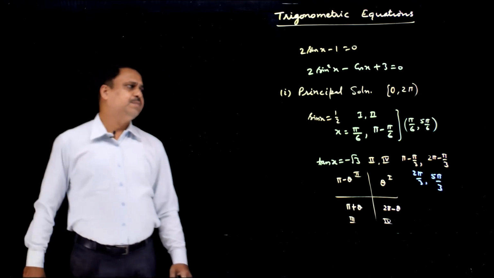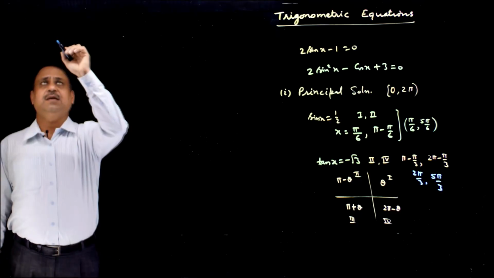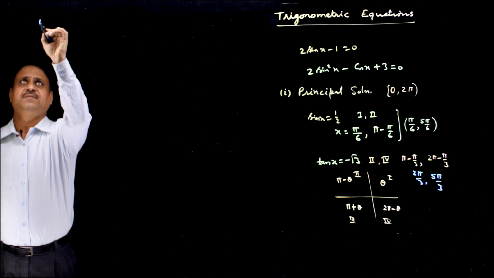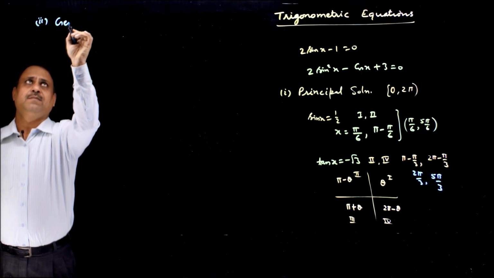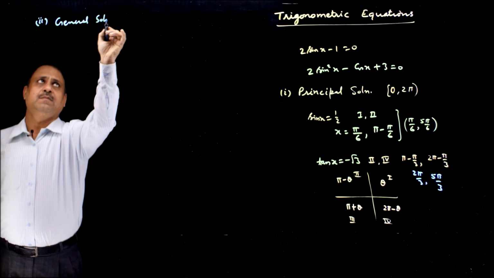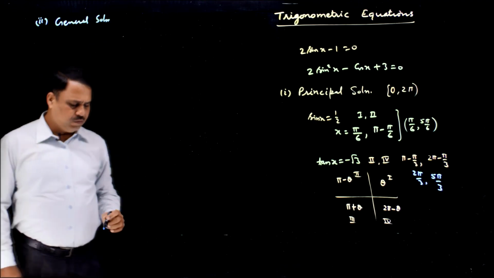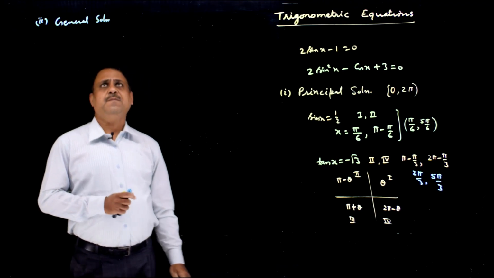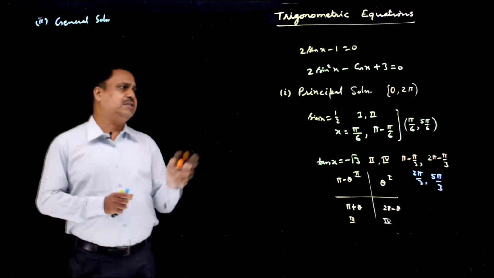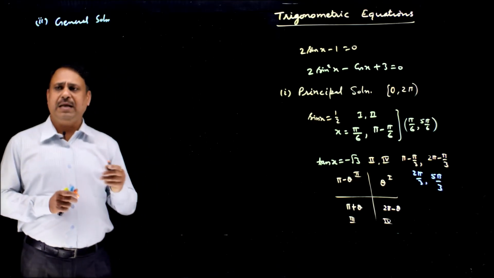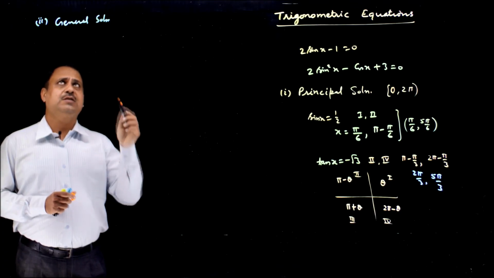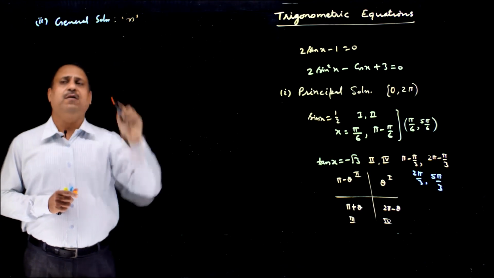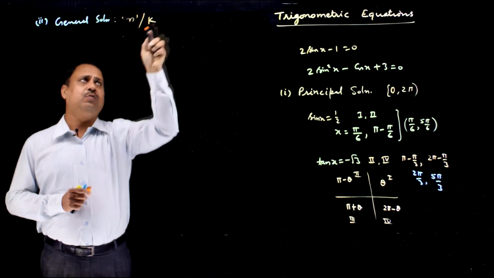Another type of solutions are general solutions of the trigonometric functions. General solutions are the solutions involving some parameter n or some natural number, in a generalized way. They must be in terms of n pi, 2n pi. So general solutions are solutions involving n, or k instead of n, sometimes k may be used.